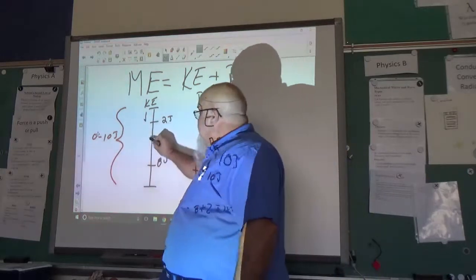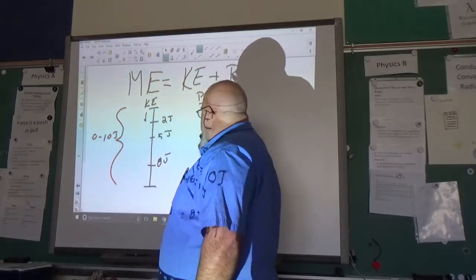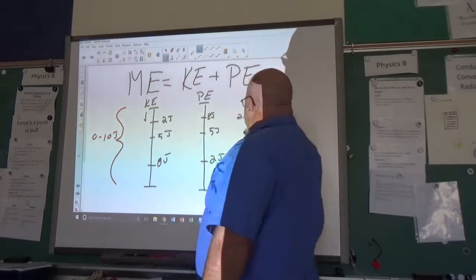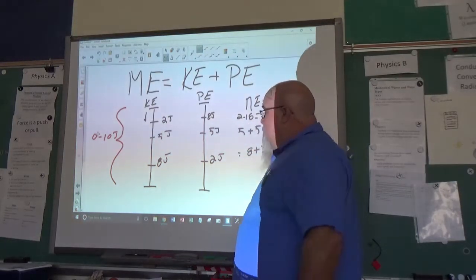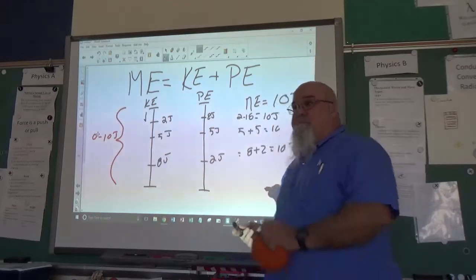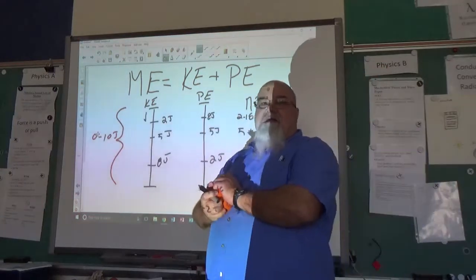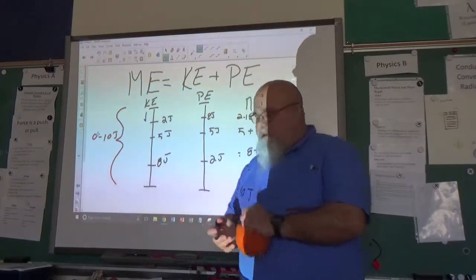And along the way, somewhere here I would have 5 joules, 5 joules. 5 plus 5 equals 10. And all along, 1 and 9, 9 and 1. It's always going to equal 10.